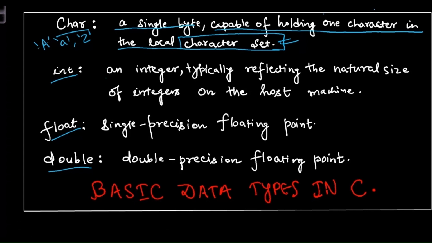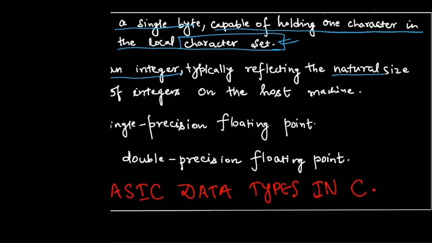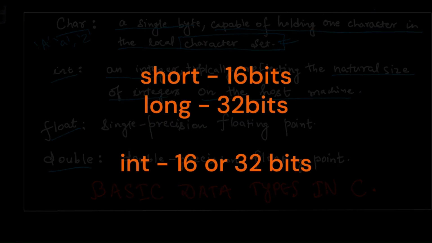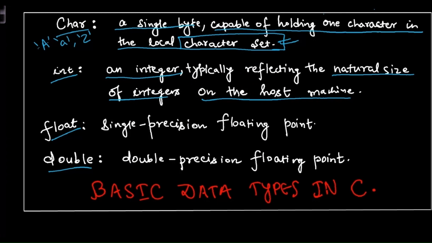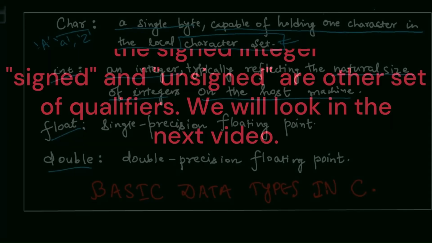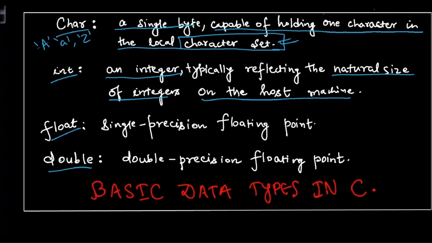What is an integer? You know what an integer is. Typically it reflects the natural size of integers on the host machine. As I said, the size of these data types depends on the machine; it is machine dependent. But you can think that generally it is 16 bits or 2 bytes. Why am I saying so? Because from my distant memory I can think of the integer maximum value being something like 32767. Okay, obviously the size of float has got to be less than the size of double, right?